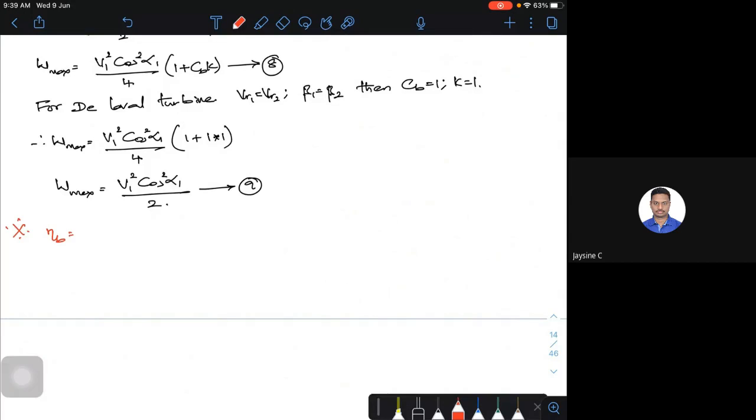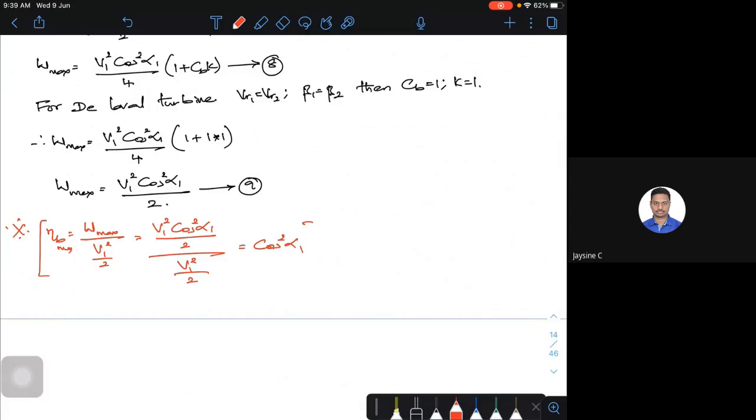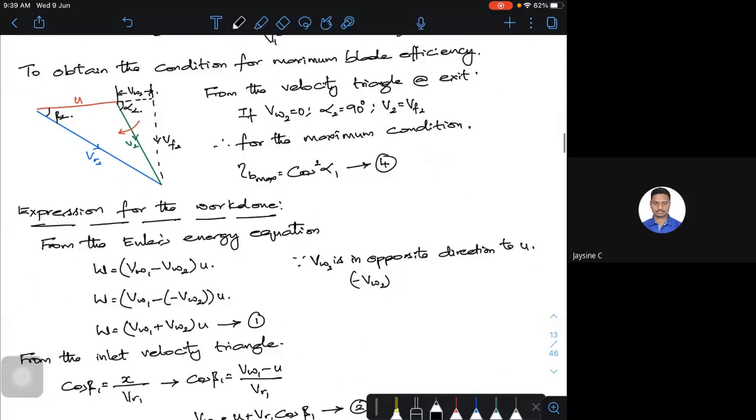So your maximum blade efficiency is equal to maximum work done divided by V1 square by 2. I would have got the same expression. This is actually V1 square into cos square alpha 1 by 2 divided by V1 square by 2. What am I going to get? I'm going to end with cos square alpha 1. So the same expression, whatever we got, we can get it from there. So the maximum blade efficiency, equation number 4, can also be obtained from this condition.